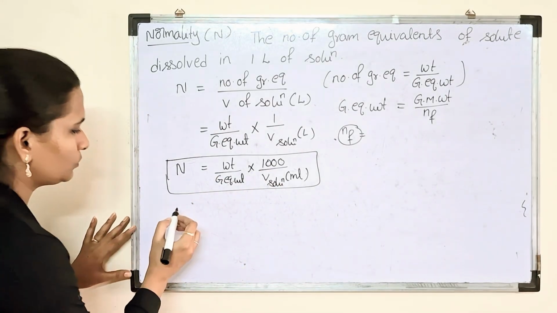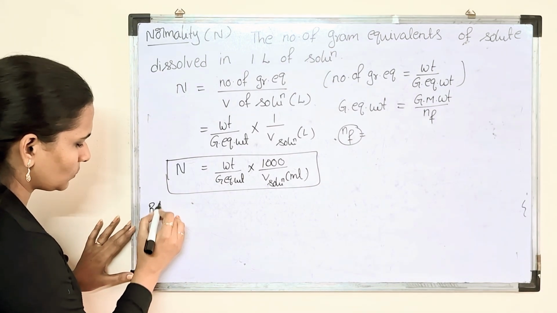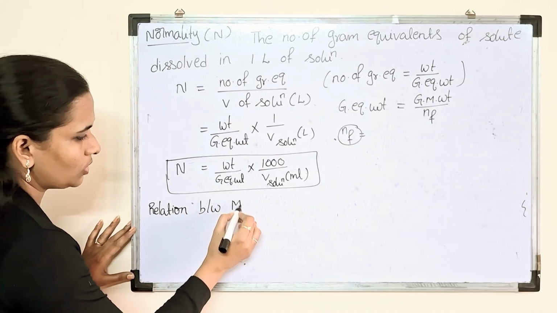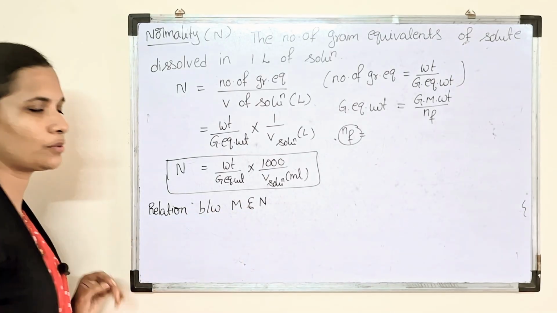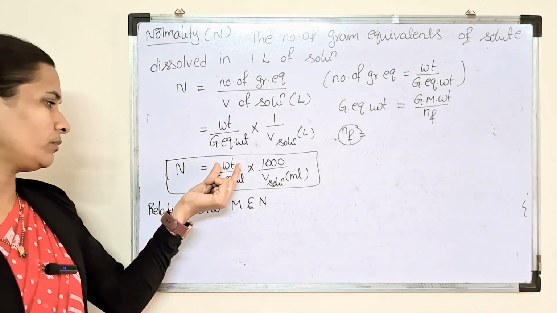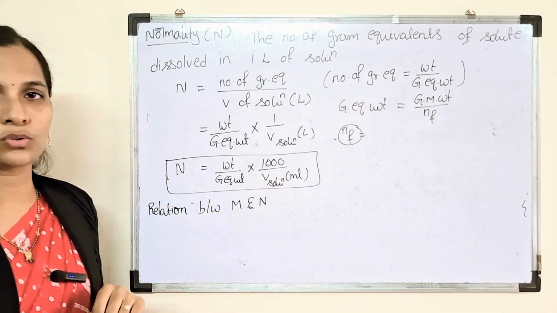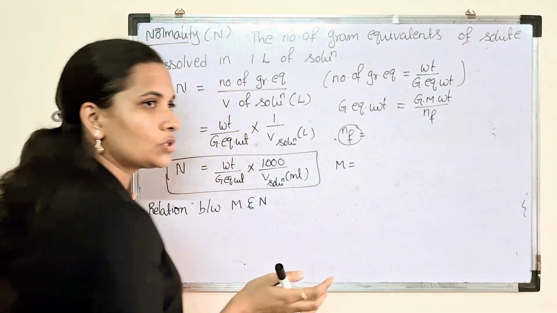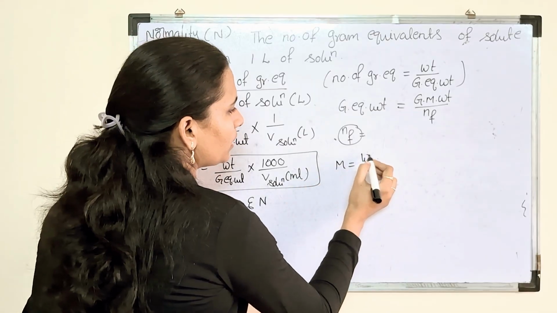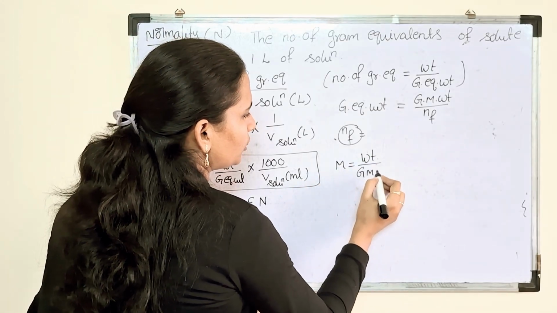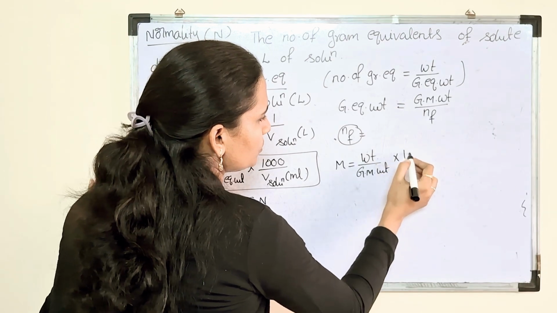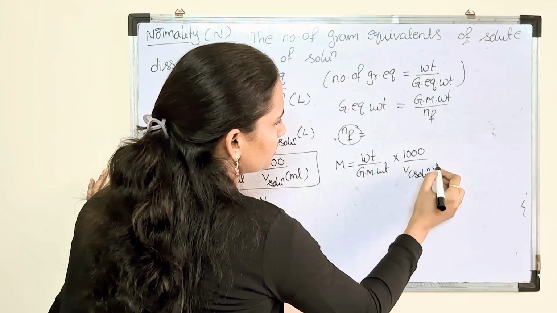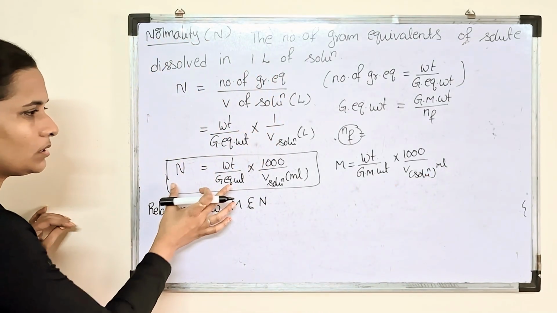Now, the relation between molarity and normality. We already know the normality formula: weight by gram equivalent weight into 1000 by volume of the solution in milliliters. And we also know the molarity formula, which I discussed in the earlier topic: weight by gram molecular weight into 1000 by volume of the solution in milliliters. So this is the molarity formula, and this is the normality formula.